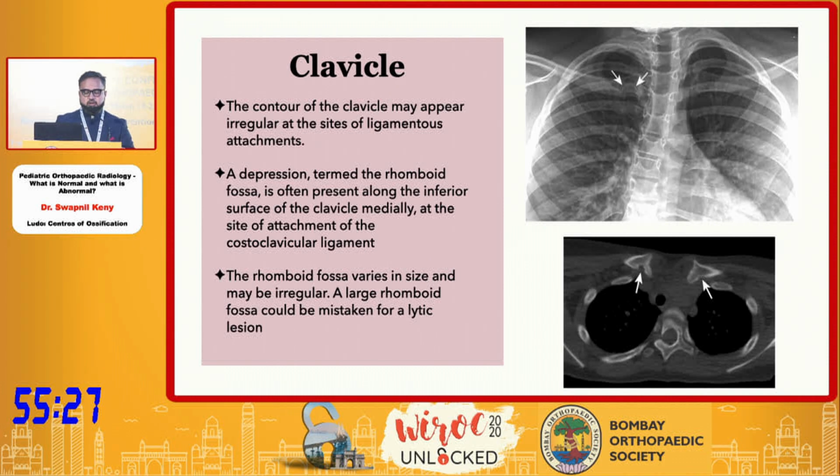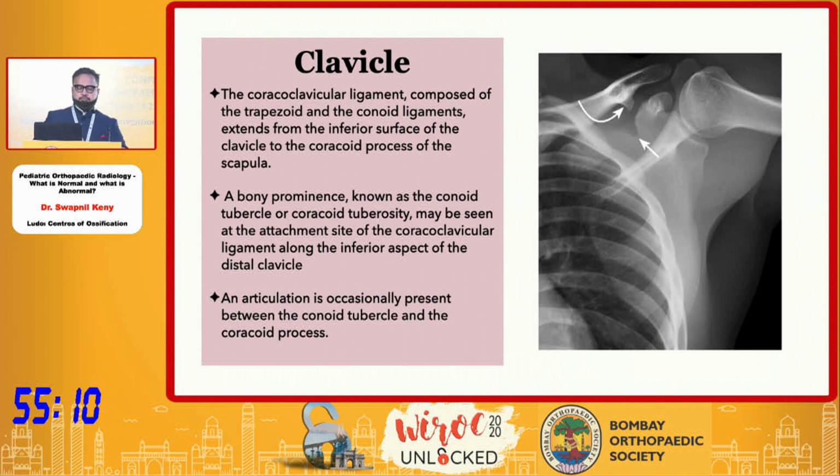A depression termed the rhomboid fossa is often present along the inferior surface of the clavicle on the medial side, at the site of attachment of the costoclavicular ligament. This rhomboid fossa may vary in size, may be irregular, and may be mistaken for a lytic lesion. The coracoclavicular ligament, which is composed of the trapezoid and the conoid ligaments, extends from the inferior surface of the clavicle to the coracoid process.